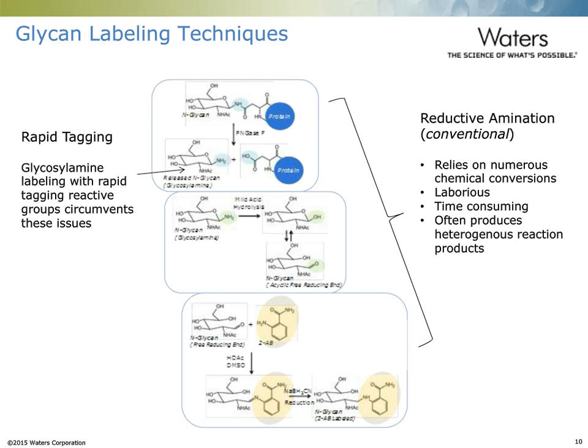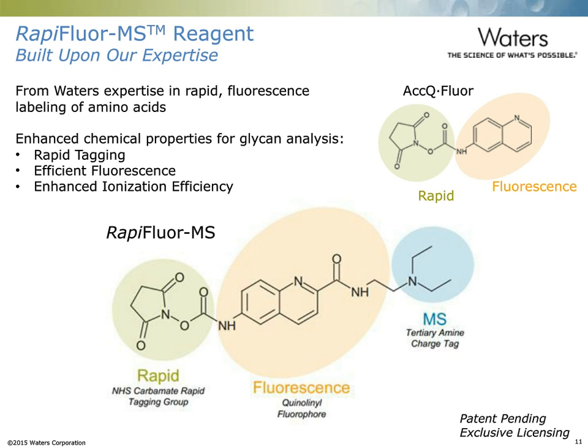To this end, we revisited Waters' expertise in rapid fluorescence labeling of amino acids. For over 20 years, Waters has provided a solution for amino acid labeling wherein the novel reagent AccuFluor is used. This molecule, shown on the top right, has two very important chemical characteristics: that it has a rapid tagging reactive group and that it has a high efficiency fluorophore. To facilitate modern glycan analyses, AccuFluor was functionalized so as to have a third chemical property, a tertiary amine charge tag for enhancing positive ion mode electrospray ionization. The resulting novel labeling reagent is RapiFluor-MS.